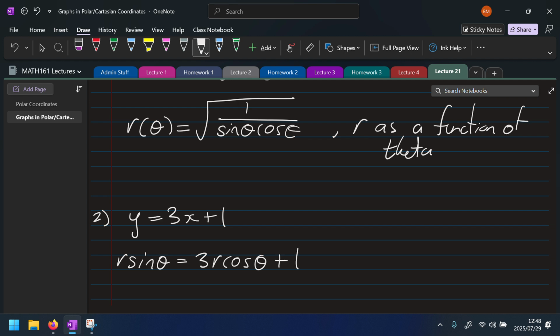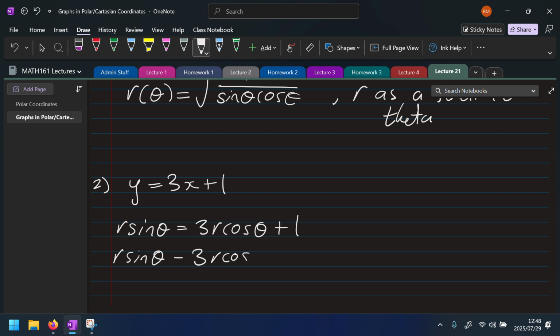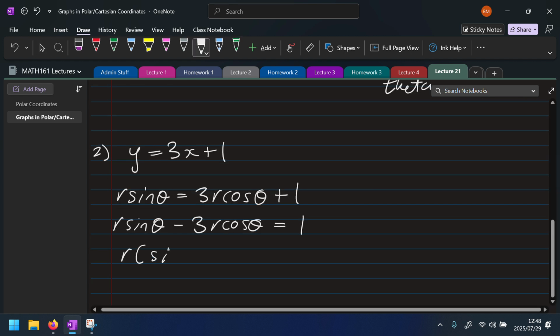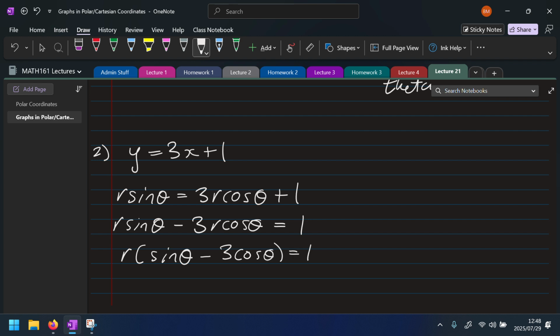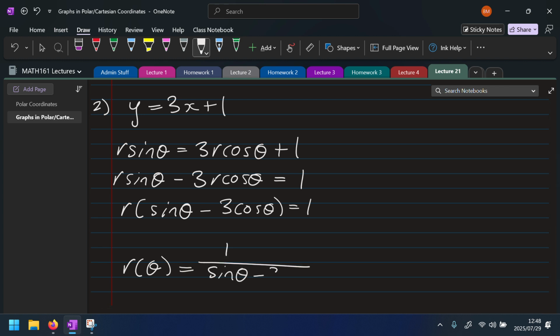And now what's the goal? The goal is to find r as a function of theta. So we solve for r. So r sin theta minus 3 r cos theta, that's 1. That can stay there. We've got r and r. We can factor that out. Sin theta minus 3 cos theta is 1. Finally, dividing through by all of that there, we're going to have r of theta is 1 over sin theta minus 3 cos theta.